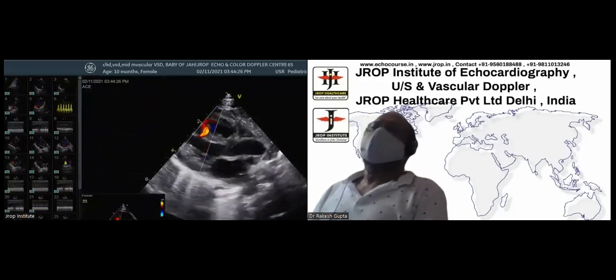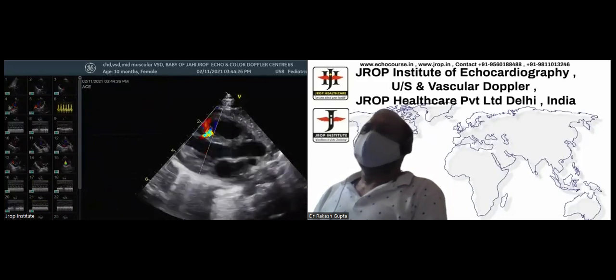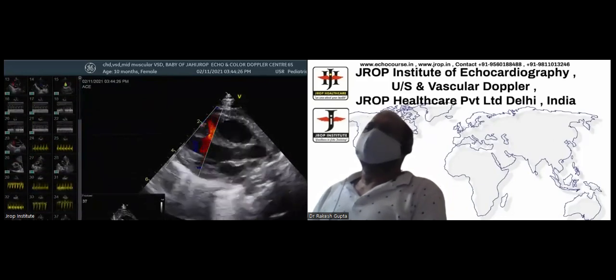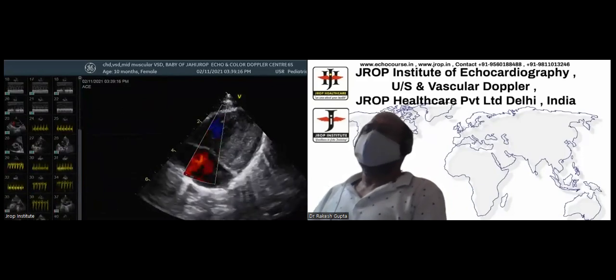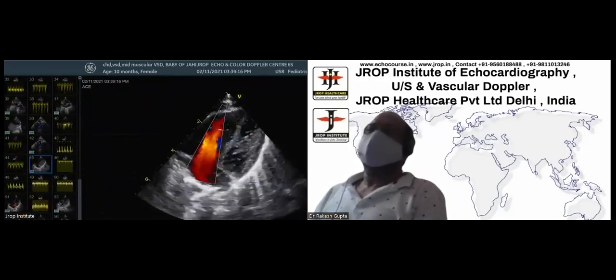And you can be assured for these kids, because these muscular VSDs, I'll say 99% of them, close automatically over a period of time.